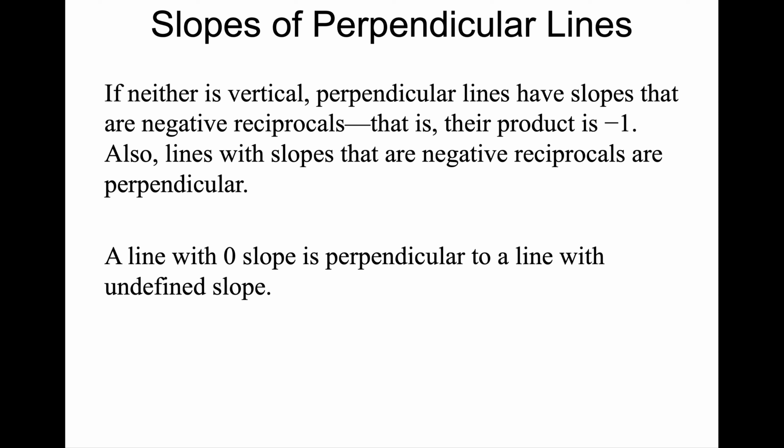Now, perpendicular lines are something they're going to say is the negative reciprocal. A better way to remember this is to change the sign of the slopes. If it's positive, it becomes negative. If it's negative, it becomes positive. And then flip the number.